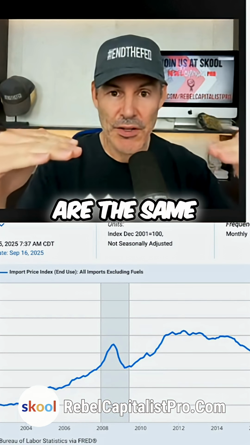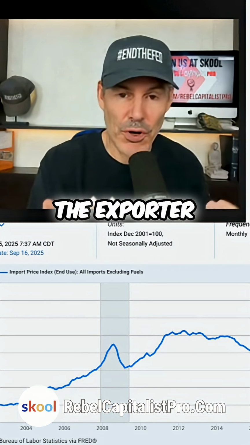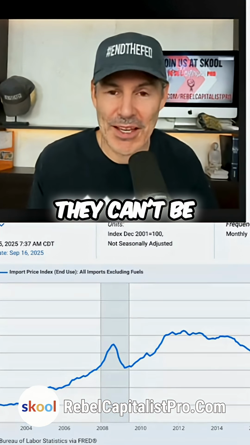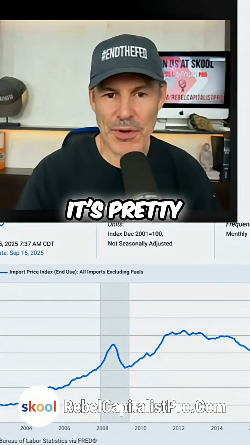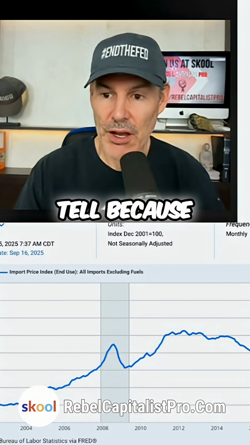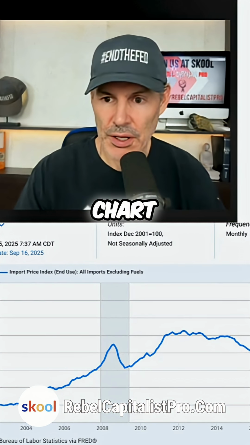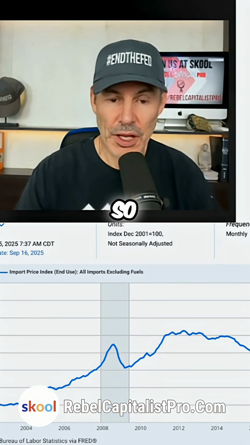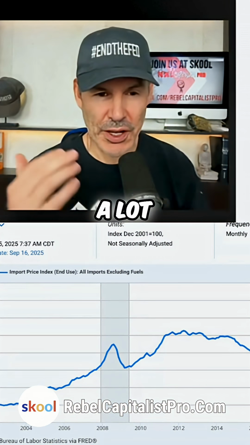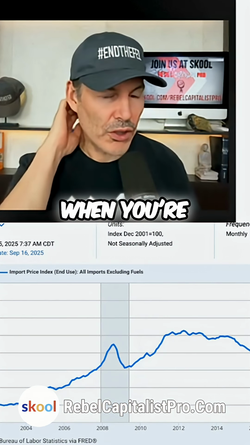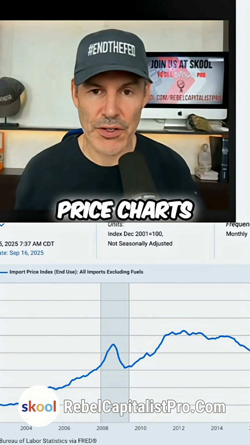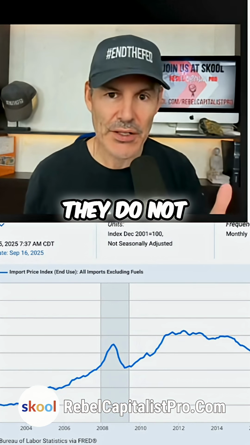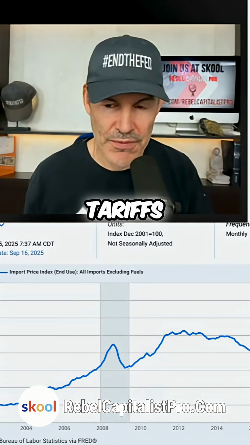So if the prices are the same that the exporter is charging, then they can't be eating the tariffs. And it's pretty easy to tell because when you look at a chart, this is a chart of import prices. And by the way, I want to be very clear because a lot of people get confused on this. When you're looking at these import price charts, they do not include tariffs.